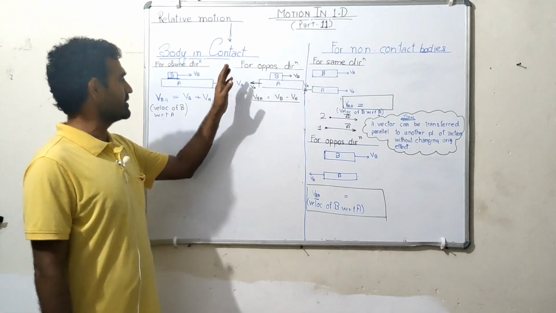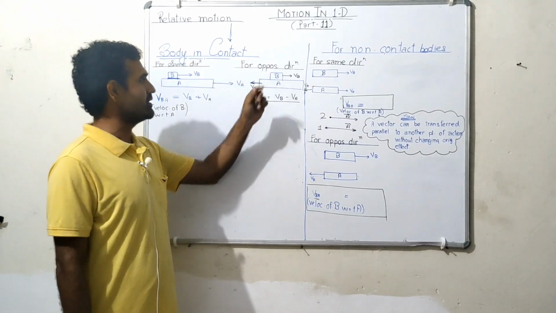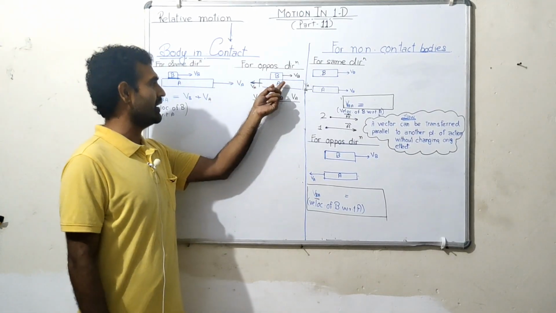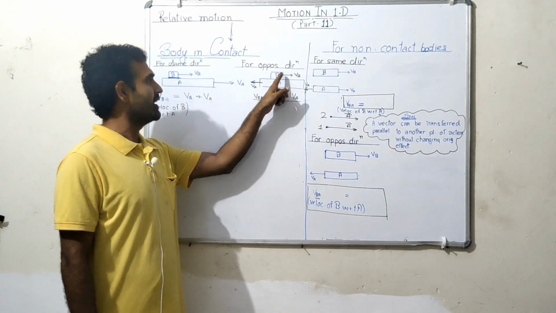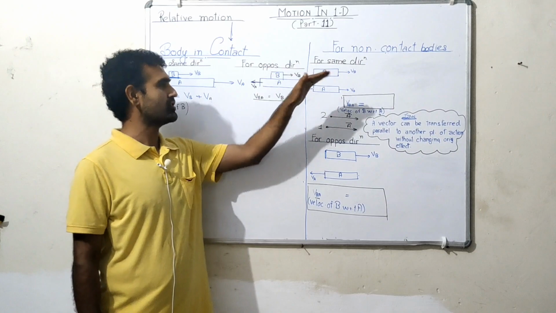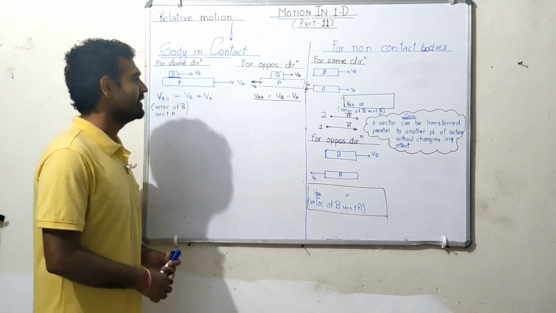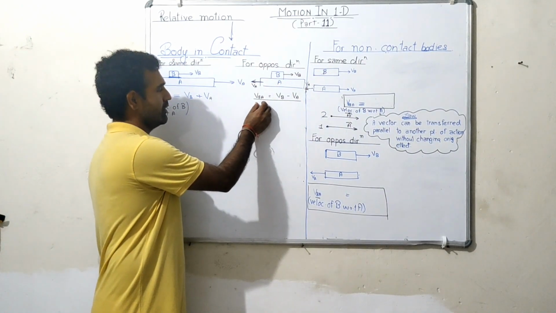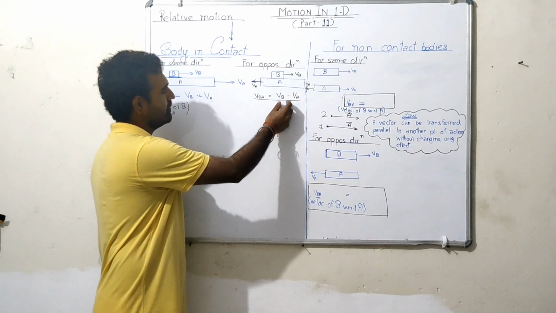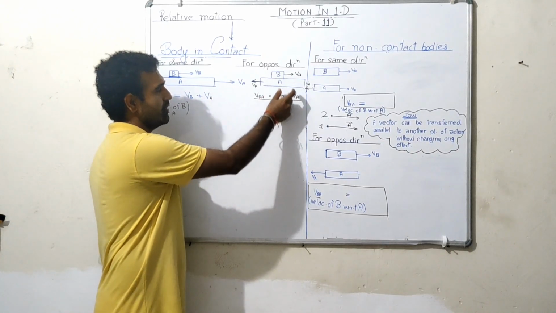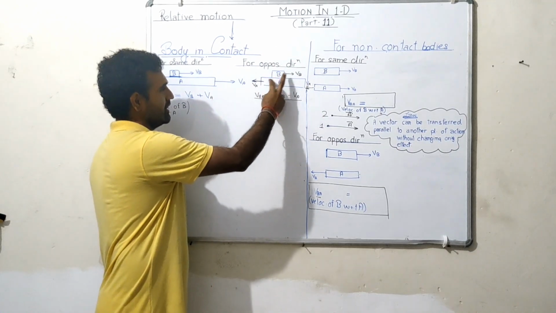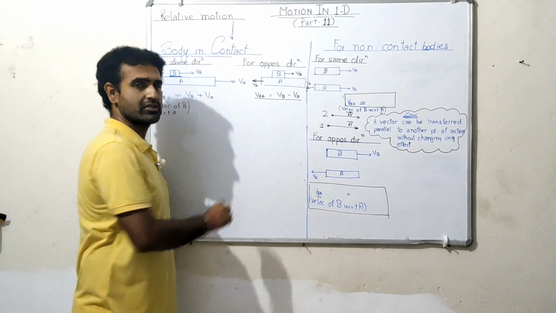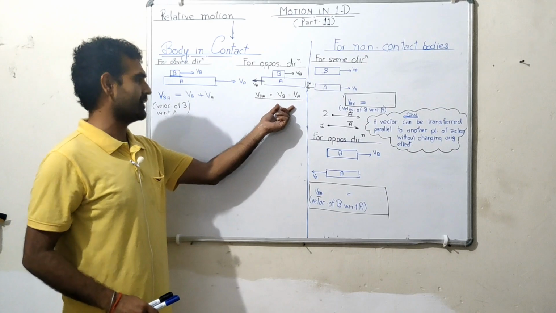And the second case is for opposite direction. Suppose this is body A moving with velocity VA in this direction. This is body B moving with velocity VB in that direction. Then the net velocity of B with respect to A will be VB minus VA. It will always be a subtractive one. Meaning if the bodies are in opposite direction, then there will be a subtraction.